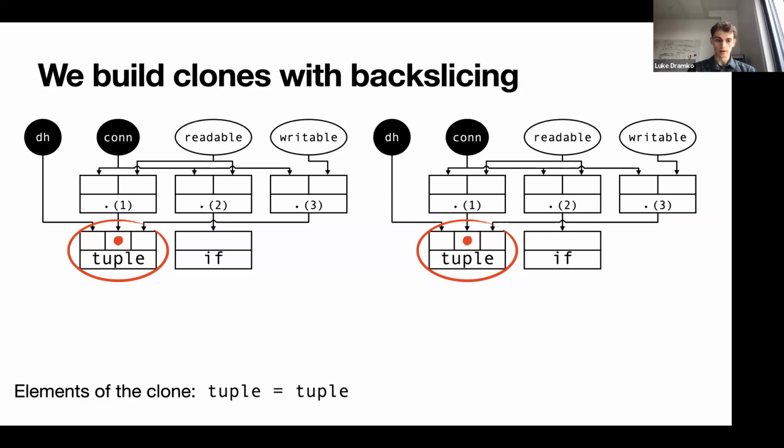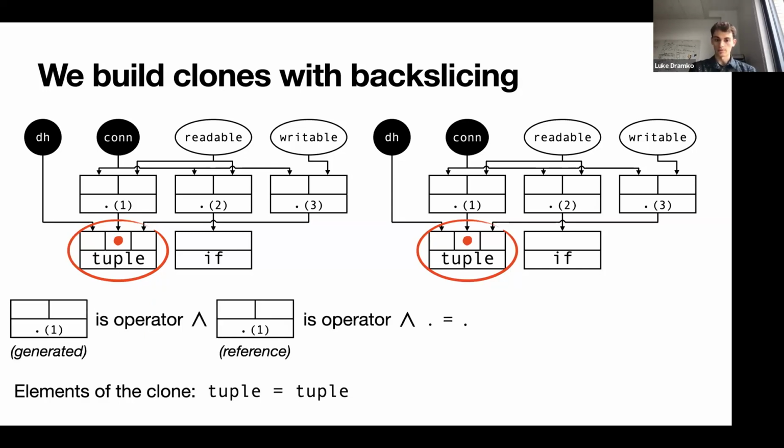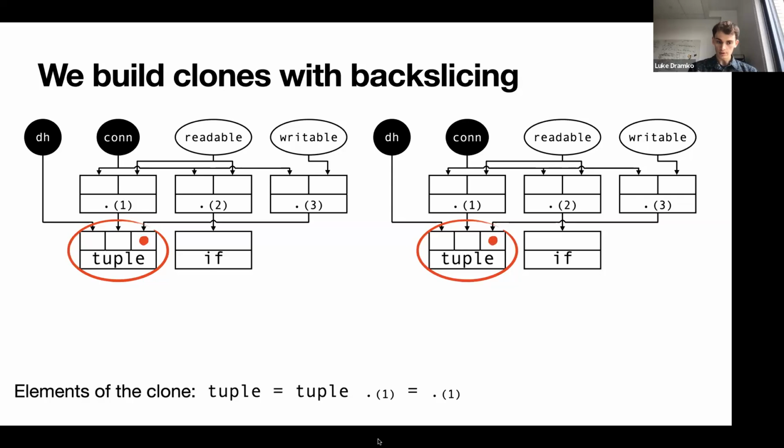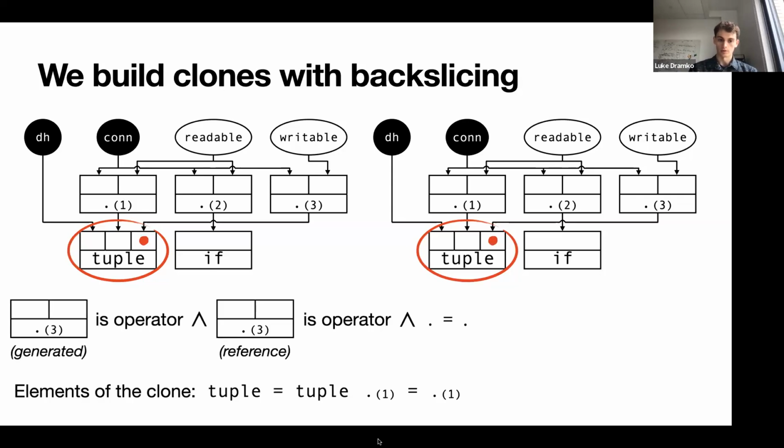But for these, looking at the second argument of tuple, this attribute access is an operator. Of course, attribute access is an operator. Attribute access is the same thing as attribute access. So all these conditions are satisfied, and we can add this to our clone. And then we can do the same thing for this. Of course, the third attribute access is an attribute access, so on. So these two, we can add to our clone as well.